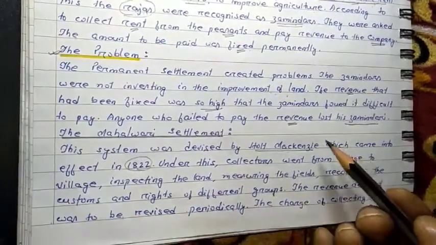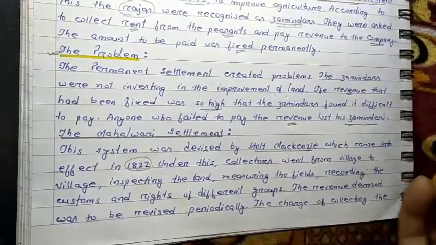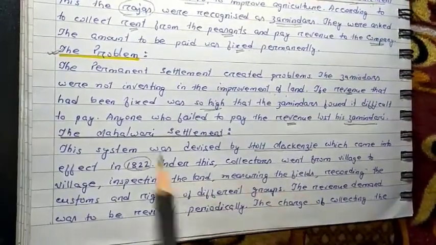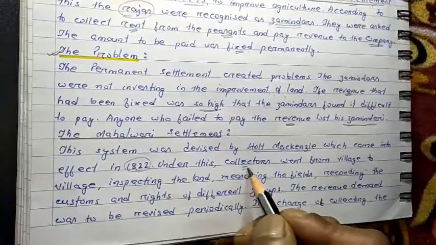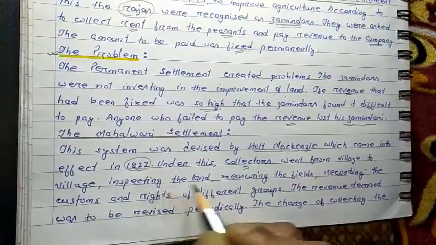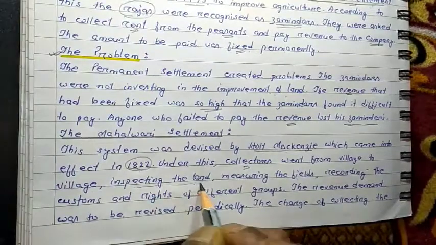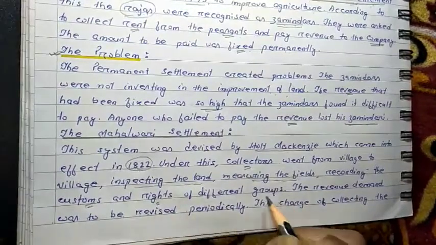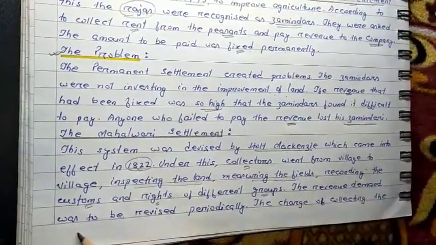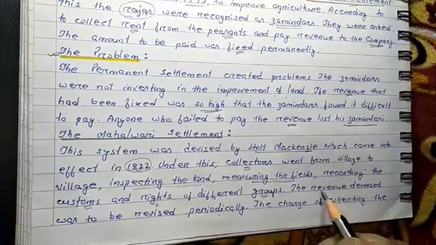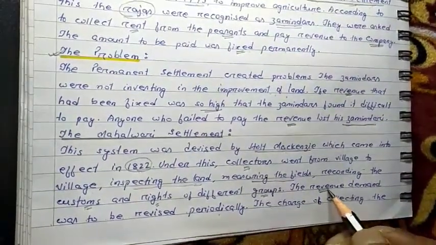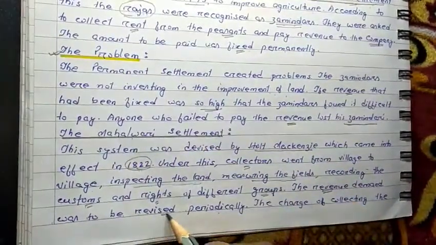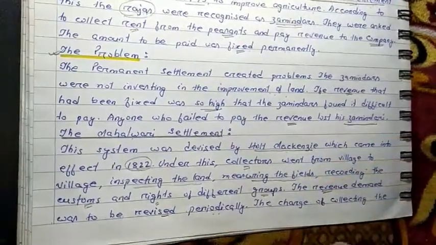If we compare it with the Permanent Settlement, in the Permanent Settlement the Zamindars or the Rajas collected the money from the peasants. But under the Mahalwari Settlement, the collectors went from village to village, inspecting the land. They inspected the quality of land, measured the land, and recorded the different customs and rights of different groups. The revenue demand was to be revised periodically. The revenue, which was fixed permanently in the Permanent Settlement, was not like that in the Mahalwari Settlement. It was to be revised periodically, meaning it would be changed from time to time.